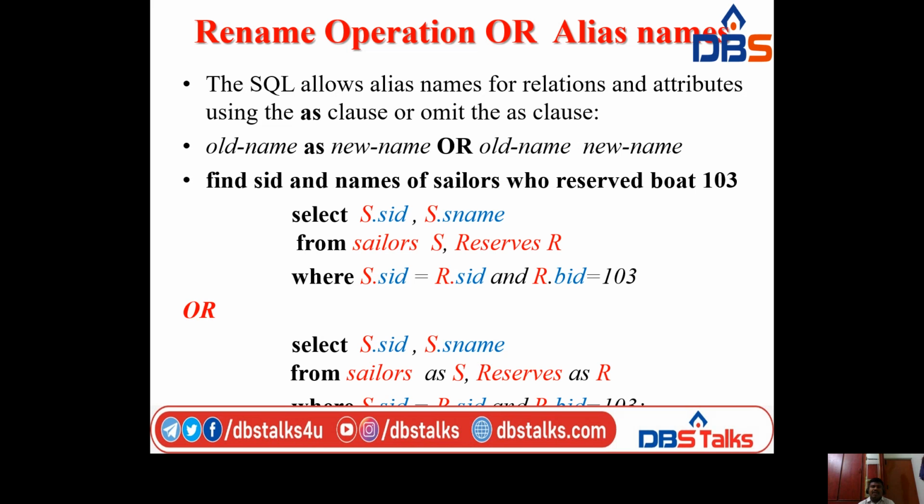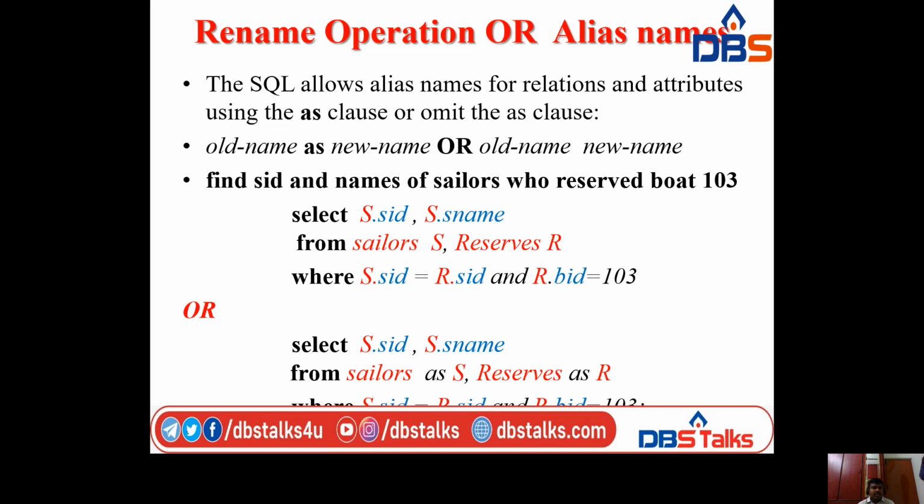Find sid and the names of sailors who reserved boat 103. Here select S.sid, S.sname from sailors S, reserves R. For representing the sailors we are using S, and for representing the reserves we are using R. S and R are the synonyms for sailors as well as reserves. It can reduce some amount of writing work. So it is very useful when referring to a table more than one time.